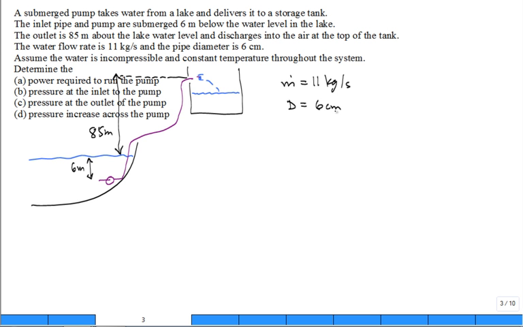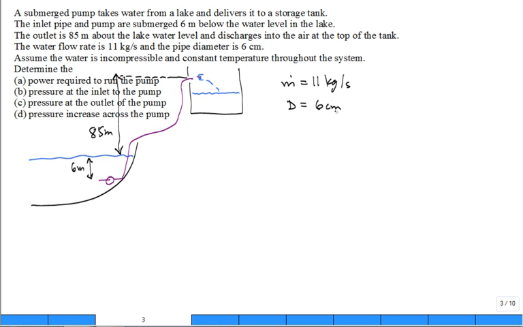Assume the water is incompressible. Even if they didn't say that, I would assume it. And assume constant temperature throughout the system, even if they didn't say it. Typically the water's not being heated up as it's being transported. It's constant temperature.